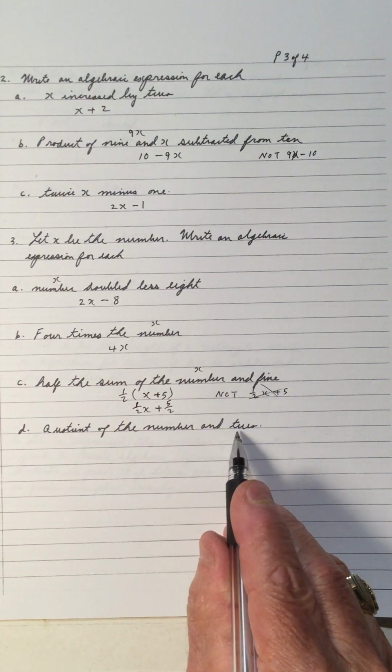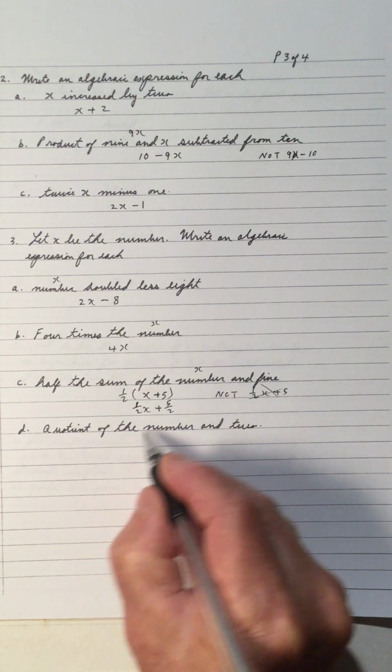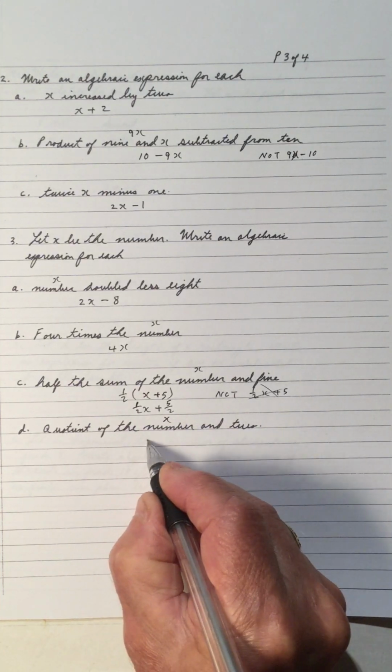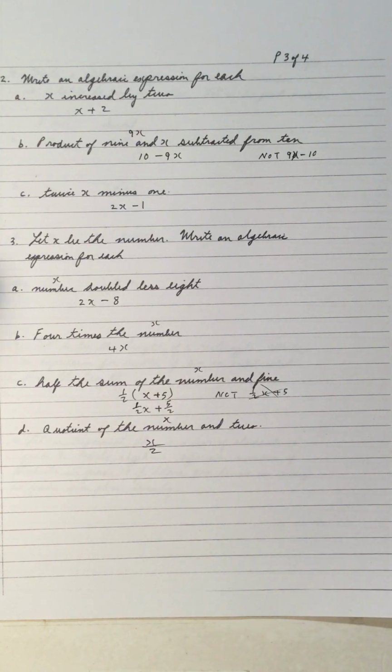Quotient of the number and 2. Quotient means divides, so the number is x. So it's x divided by 2. Quotient is divided.